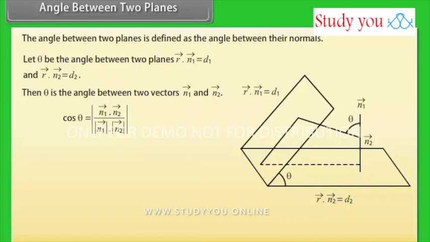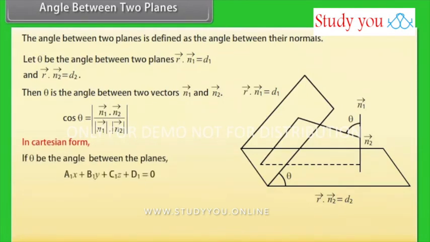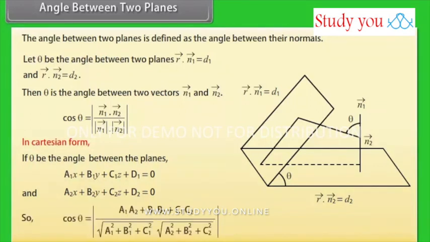modulus of vector n2. In Cartesian form, if theta be the angle between two planes, a1x plus b1y plus c1z plus d1 equals 0 and a2x plus b2y plus c2z plus d2 equals 0. So, cos theta equals modulus of a1 a2 plus b1 b2 plus c1 c2 divided by square root of a1 square plus b1 square plus c1 square into square root of a2 square plus b2 square plus c2 square.